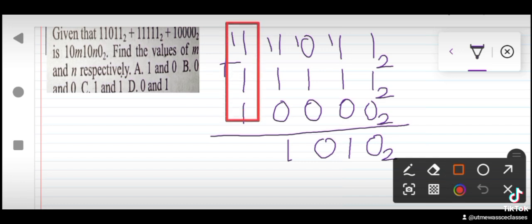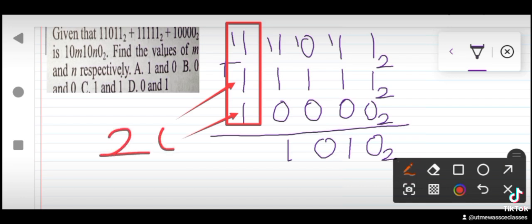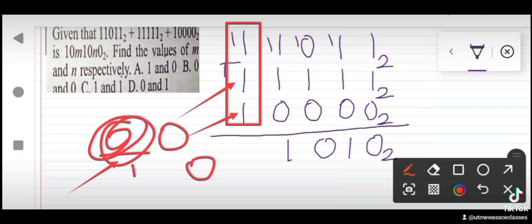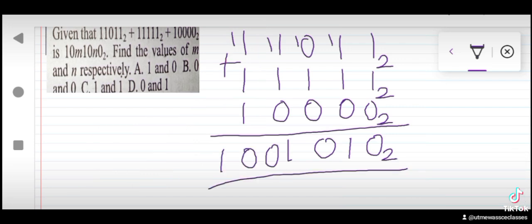This 1 plus 1, that's 2, which becomes 10. And 1 plus 1 again is 10. The total is 20. So this is 20, right? But of course, these two, with respect to the base, will become 10. So we have 100, 0, and this 2 becomes 10. So we have 100. And now we have our result to be 100, 10, 10 in base 2.